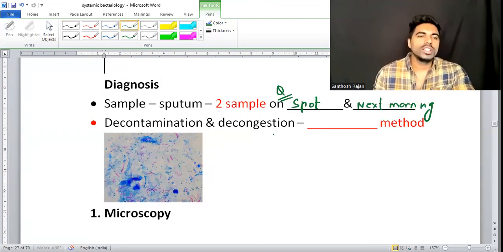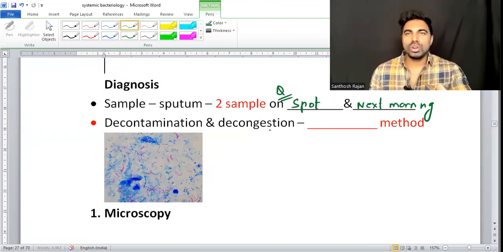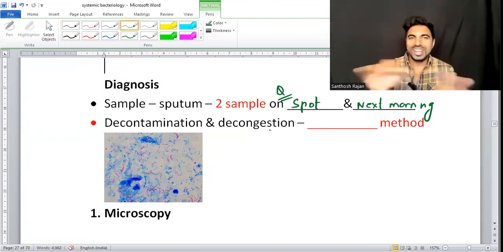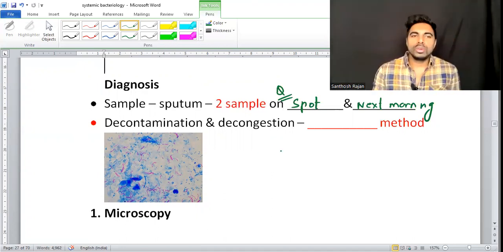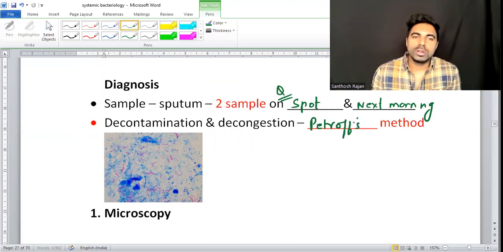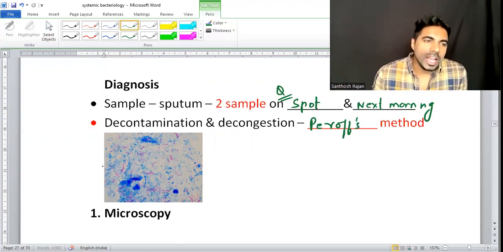Okay, that's it. Decongestion and decontamination, because sputum has a lot of saliva and everything. So we have to clean all those things and get a thick sputum. For that, you use Petroff's method. Okay, Petroff's method. This is an acid fast stain, also called Ziehl-Neelsen stain.